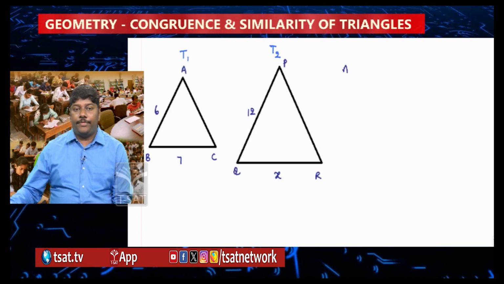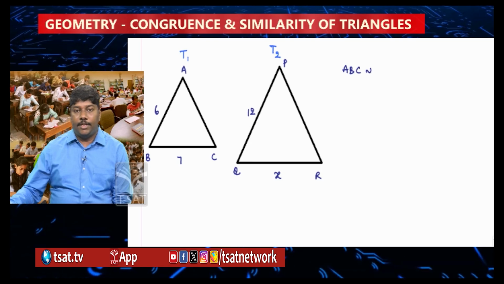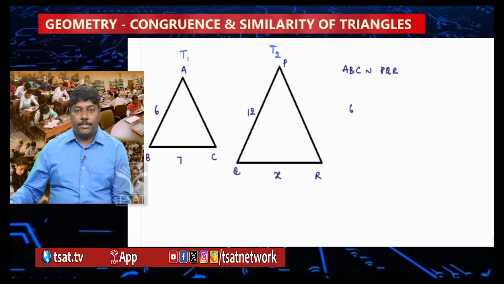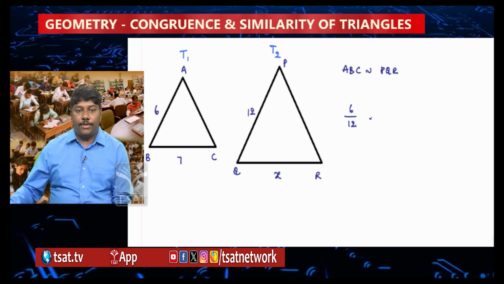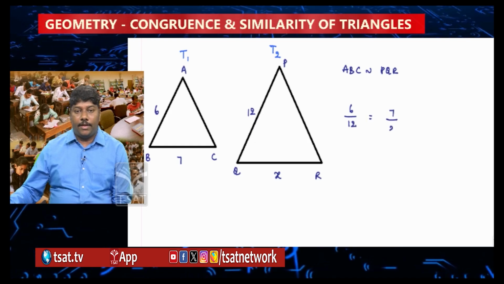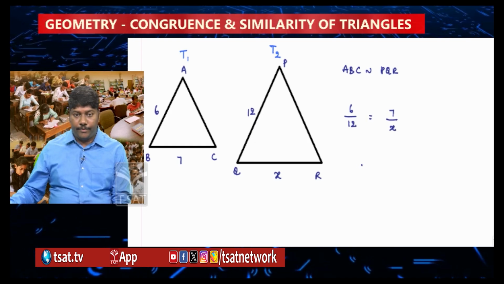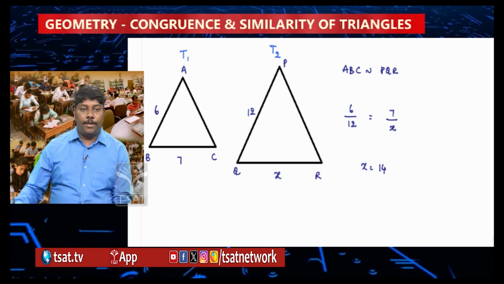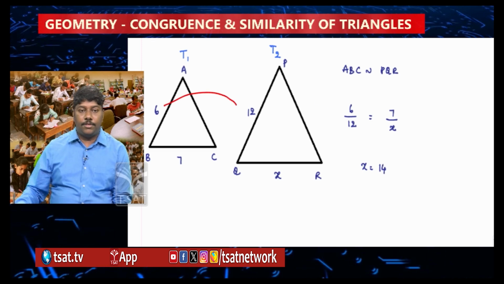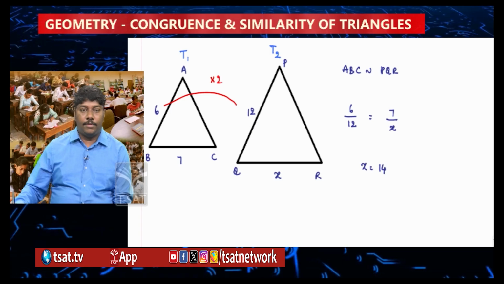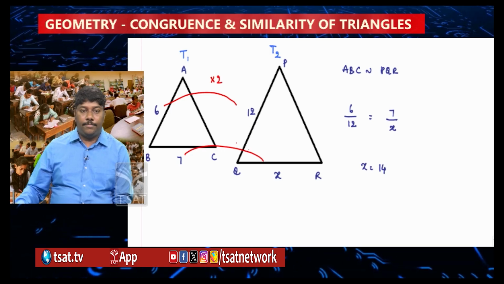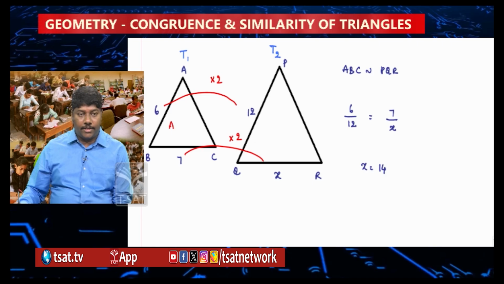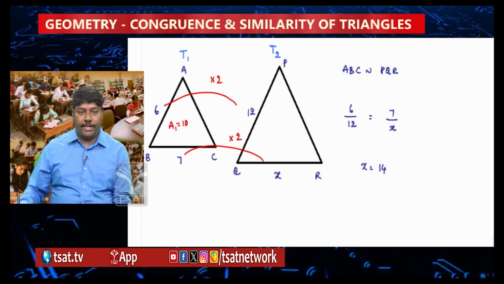I am giving you that triangle ABC is similar to triangle PQR. What can you take? 6 by 12 is equal to 7 by x. Therefore, x is equal to 14. See here, normally if 6 becomes double, 12, 7 becomes double, 14. Suppose area 1 is equal to 10, then what is area 2?